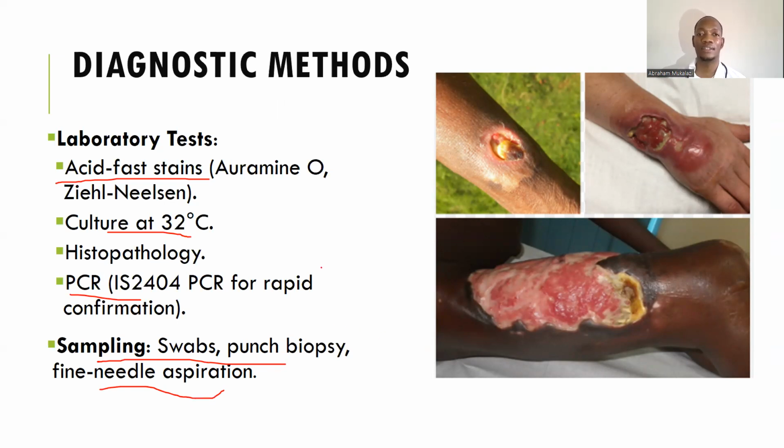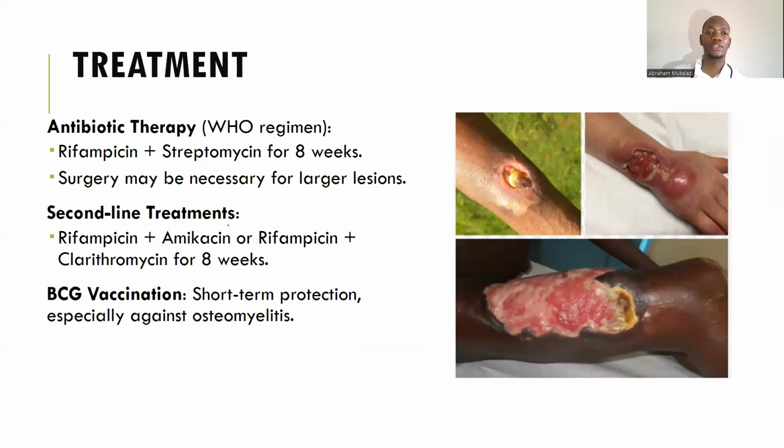So we can take a swab, a punch biopsy, or an aspirate, and then you analyze those samples using these modalities. So still in the treatment, you will see us using rifampicin. By the WHO recommendation, you have to give rifampicin plus streptomycin, which is for about 8 weeks. And then surgery may be necessary if you have larger lesions. Sometimes you can end up even doing amputation.